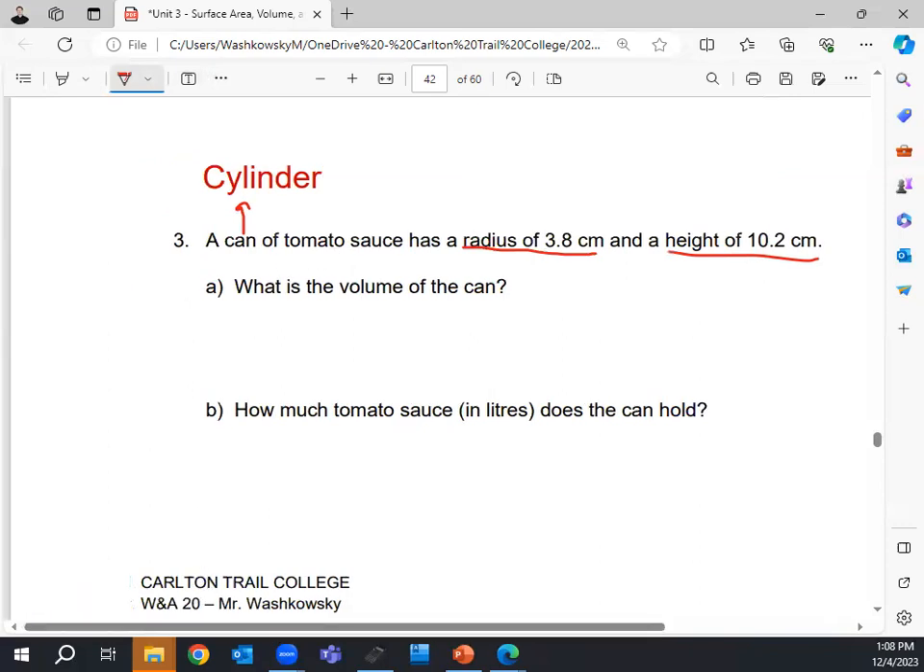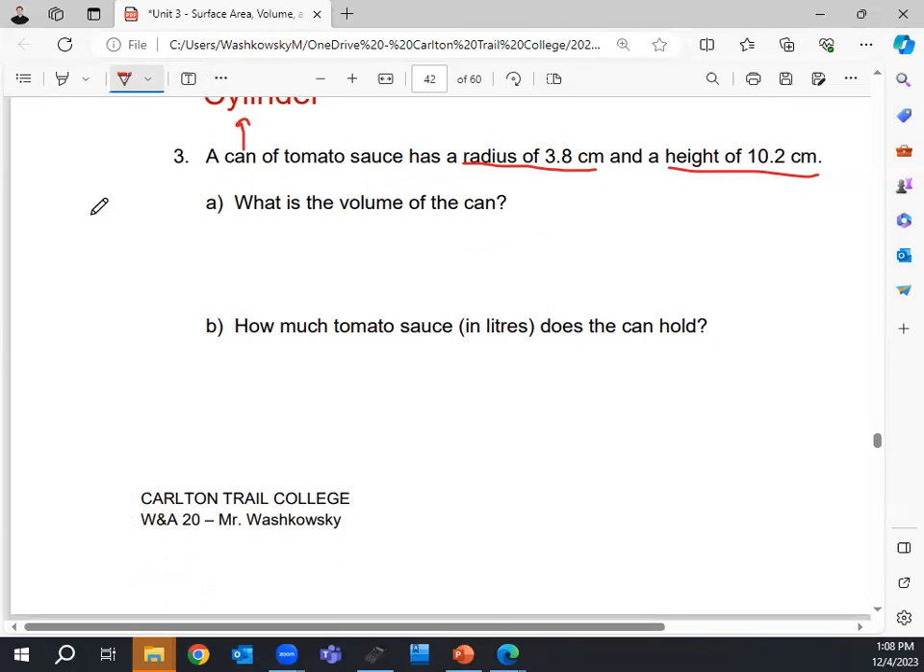I'm going to quickly draw my shape here. You do not always need to do this, but it's really helpful to envision it. So I like drawing the object. So I'm going to draw a nice little can here. That's not a perfect drawing, but it works. So it has a radius of 3.8. I'm going to write that in. And it has a height of 10.2. This is a really bad drawing. That's fine.